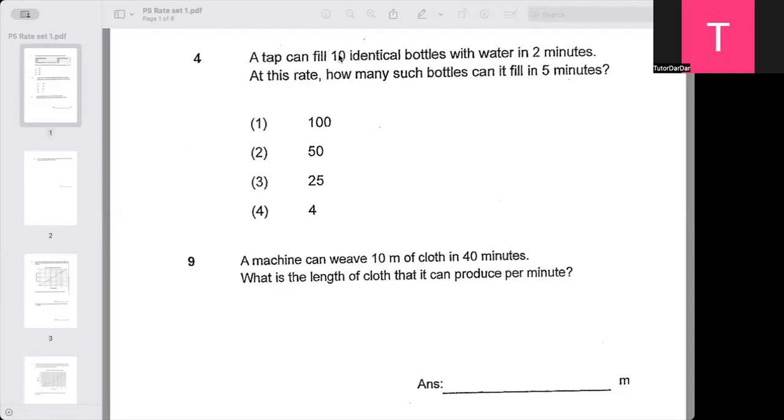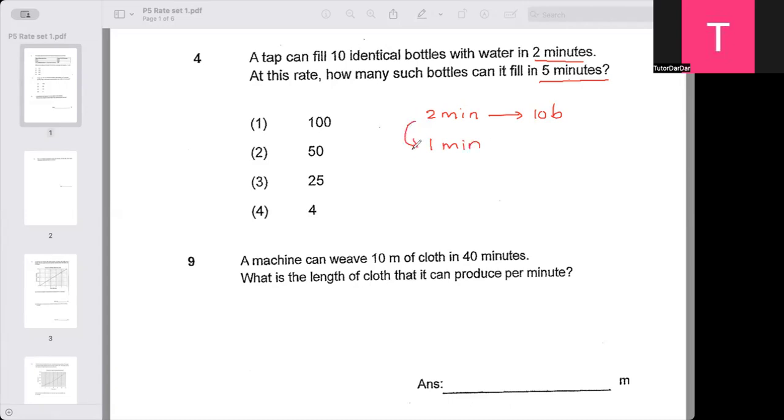A tap can fill 10 identical bottles with water in 2 minutes. At this rate, how many such bottles can it fill in 5 minutes? What do you see? You see 2 minutes here. You see 5 minutes here. When you see minutes and they are asking for minutes, we will start with minutes. That means 2 minutes is 10 bottles. Can we jump from 2 minutes to 5 minutes? We can't. So we will go down to 1 minute first.